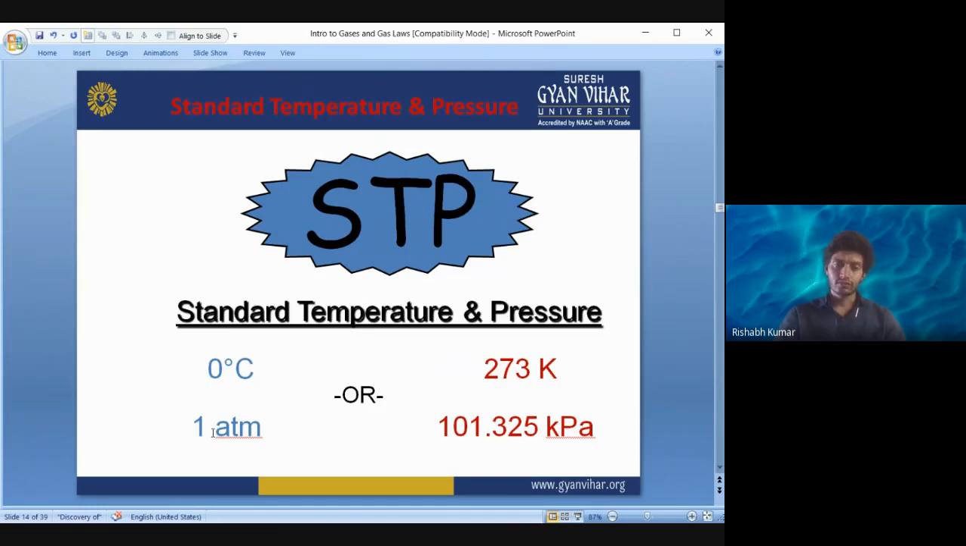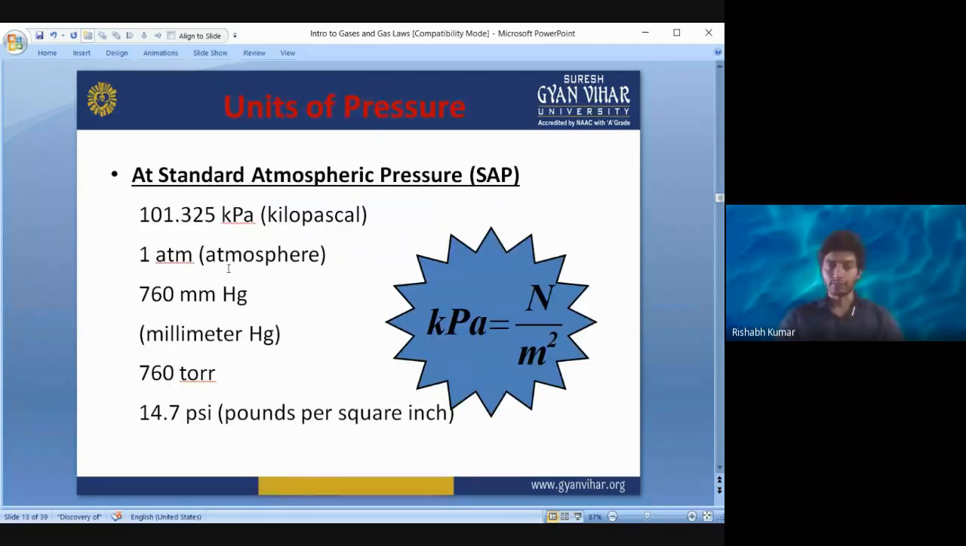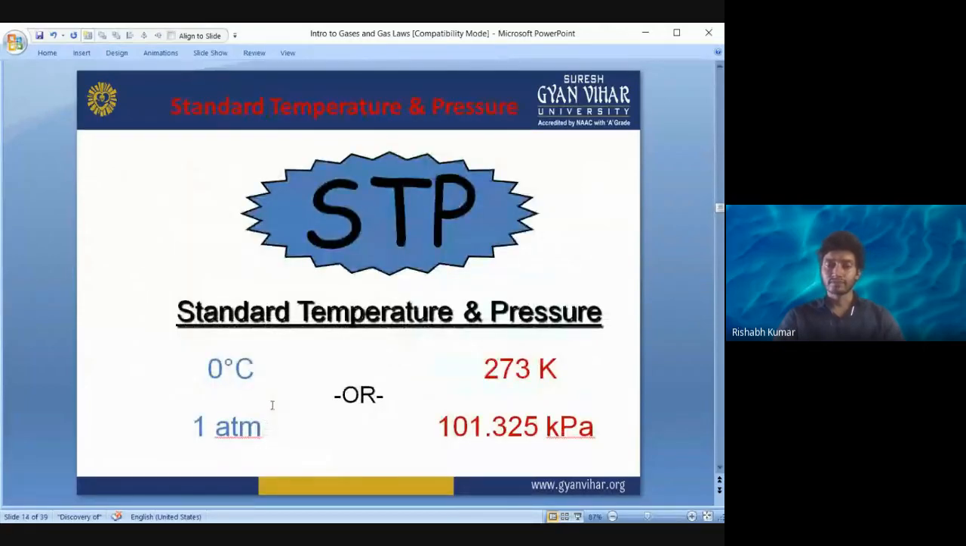Okay, then comes your standard temperature. Standard atmospheric pressure, one atmospheric pressure, in SI terms is 101.325 kilopascal. Then comes your standard temperature and pressure. The standard temperature is 0 degrees Celsius, okay, your standard temperature is not your room temperature. Your standard temperature is 0 degrees Celsius or 273 Kelvin, whereas your standard pressure is one atmospheric pressure, 101.325 kilopascal. These are the SI units, Kelvin and kilopascal.